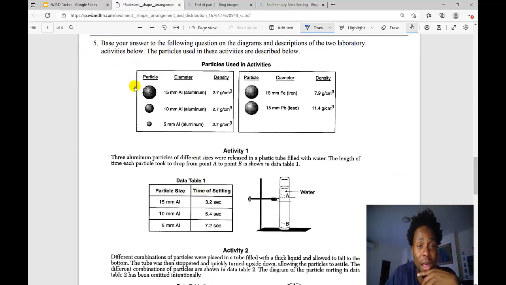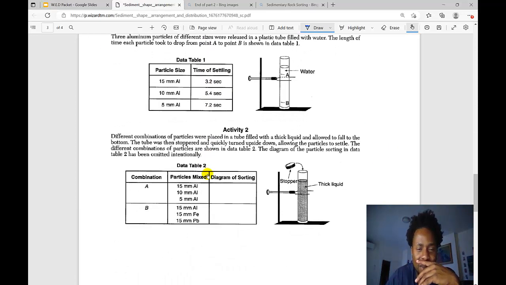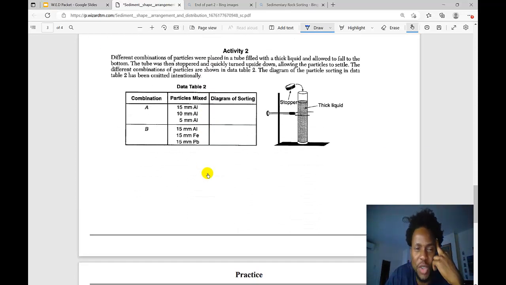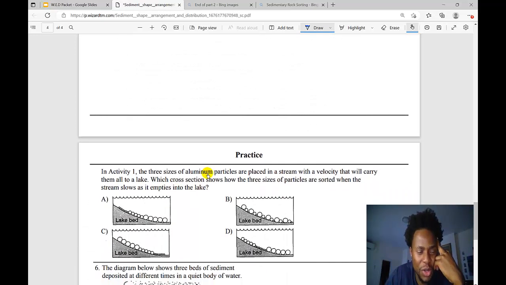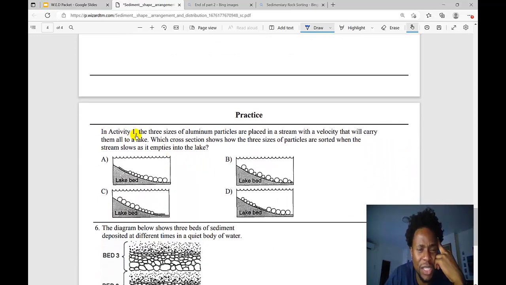Question number 5. There's a lovely diagram and questions and all of that there. I mean, if you have the time, sure, it's a good read, but I want to go straight to the main question. The question says, in activity 1, the 3 sizes of aluminum particles are placed in a stream with a velocity that will carry them all to a lake. Which cross-section shows how the 3 sizes of particles are sorted when the stream slows as it empties into the lake?